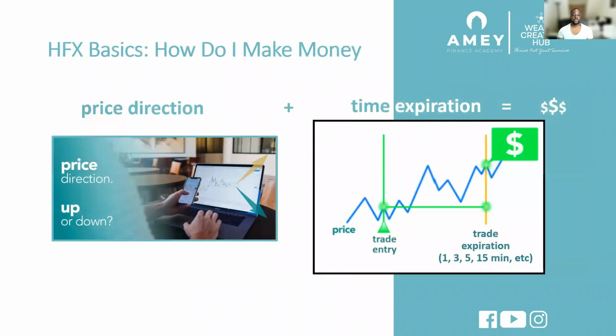When we talk about the basics of HFX, I highly recommend you do some basic HFX learning. The key things are price and direction. Obviously, price goes in two different directions, up and down. Understand the whole point of the time expiration, so you know when you're going into a trade, and understand the basics of call and put and so forth.